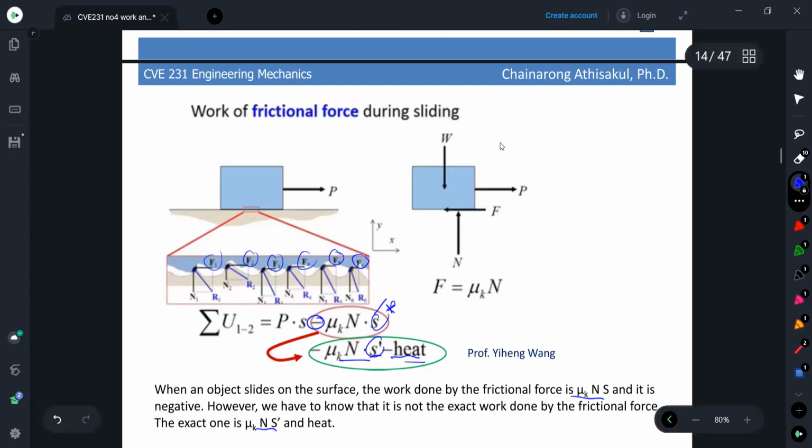In general, to solve problems with friction, we can apply this term to consider the friction force due to sliding, that is mu k N s. That is reasonable for the work-energy principle also. After this, we will consider an example of the work and energy principle in the next video.